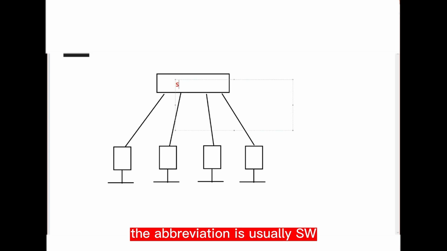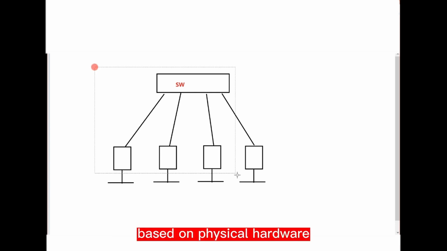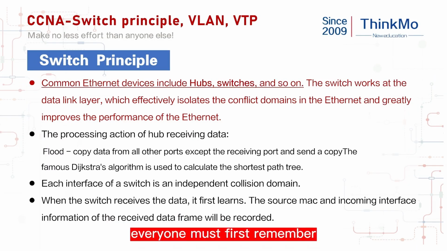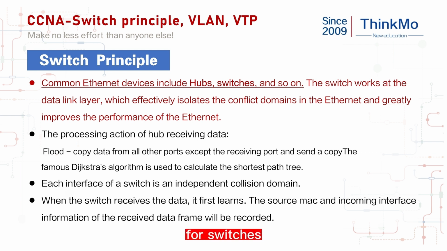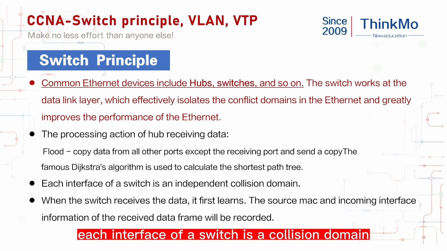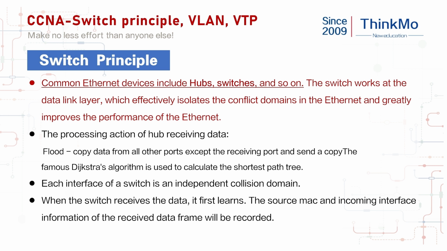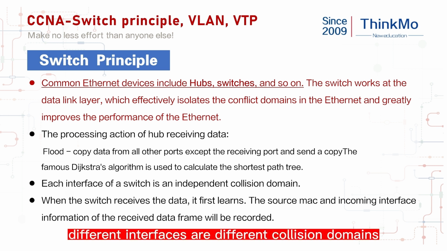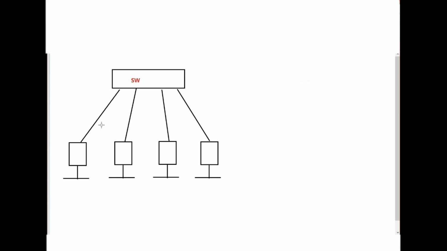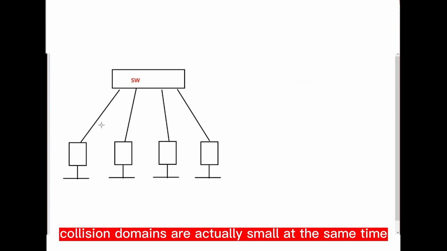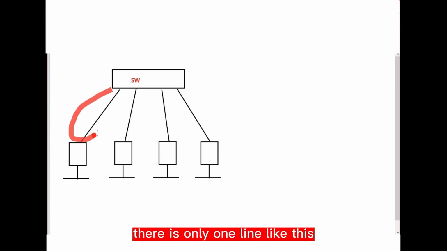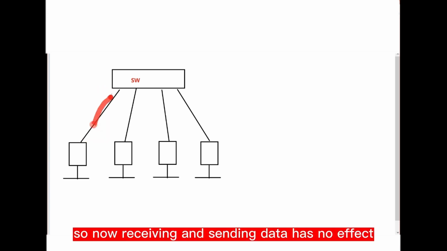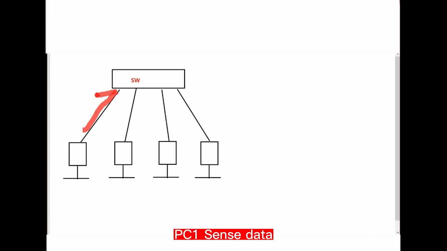The abbreviation is usually SW. Switches work differently than hubs, based on the physical hardware. Everyone must first remember that for a switch, each interface is a collision domain. Different interfaces are different collision domains. So collision domains are actually small, with only one line like this. Receiving and sending data now has no effect. PC1 sends data, and PC2 can also send.